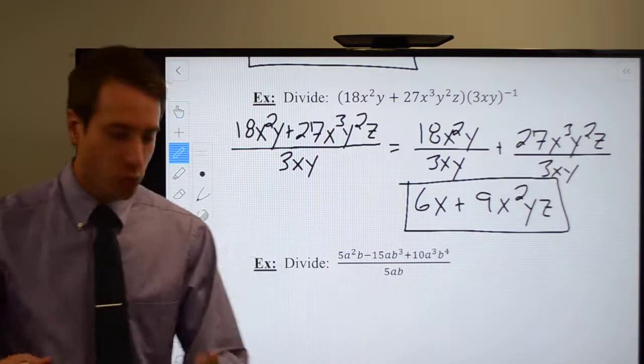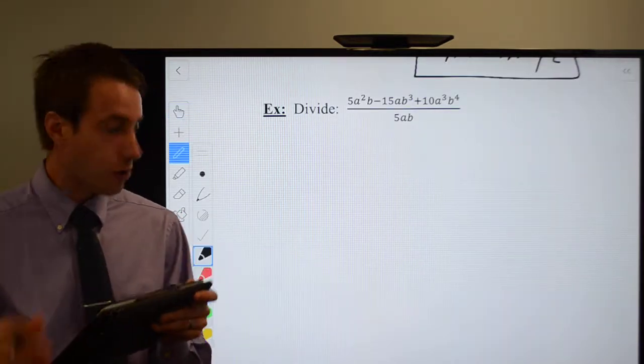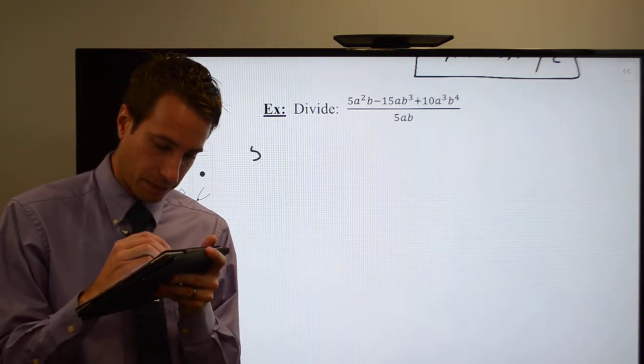And then this last one is written exactly the way that you would expect it to be written. It's just written in your standard old fraction form. So let's go ahead and split these guys up.